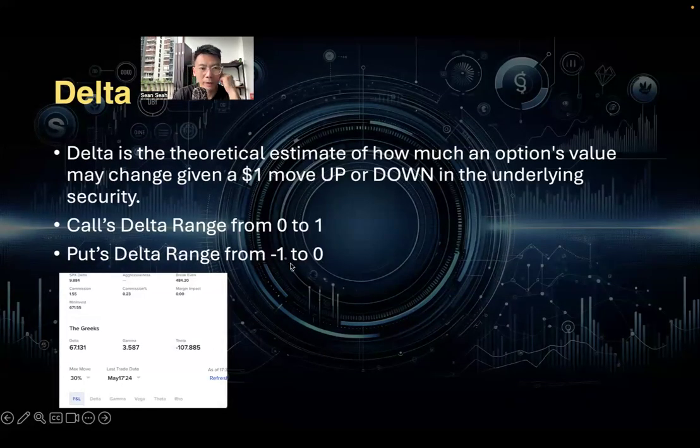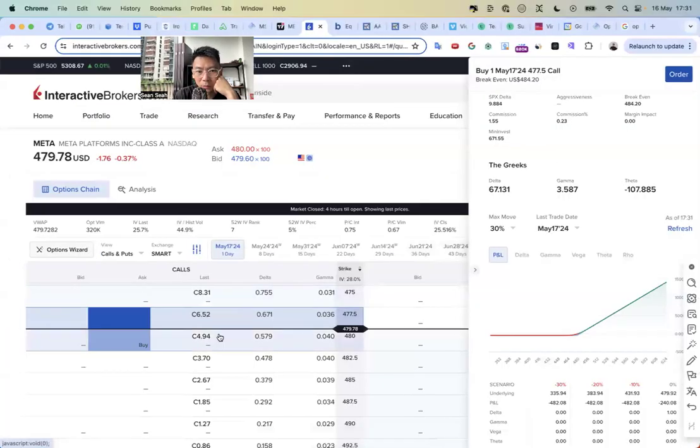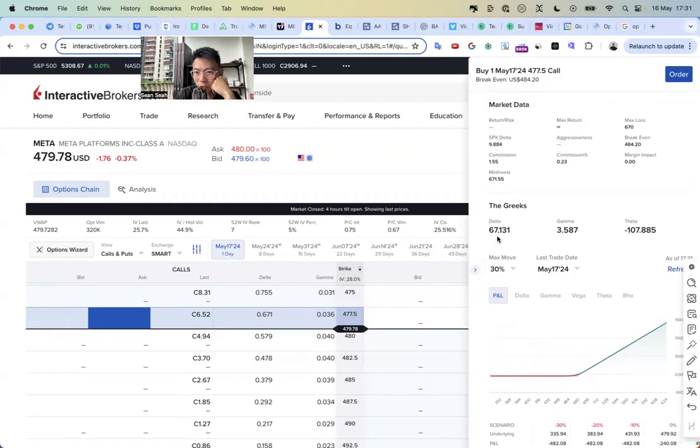Remember that the delta of a call option ranges from 0 to 1. So this is 0.671, but in this particular screen they show 67.131. It's supposed to be about the same; there's a slight difference because sometimes they take the bid and ask price. But it's supposed to be this number, 0.671. Actually it is the same number, multiplied by 100 because it's 100 shares. So delta is 67.1. This is even more detailed.